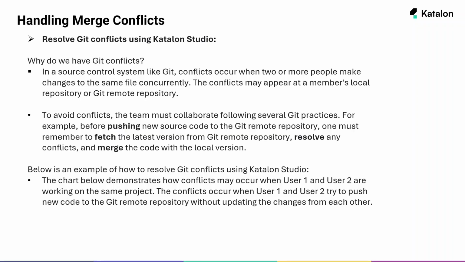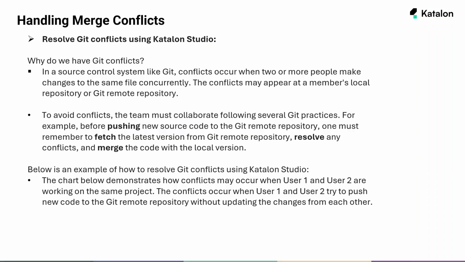To avoid conflicts, the team must collaborate following several Git practices. For example, before pushing new source code to the Git remote repository, one must remember to fetch the latest version of the Git remote repository, resolve any conflicts, and merge the code with the local version. So let us see one example to understand how to resolve Git conflicts using Katalon Studio.